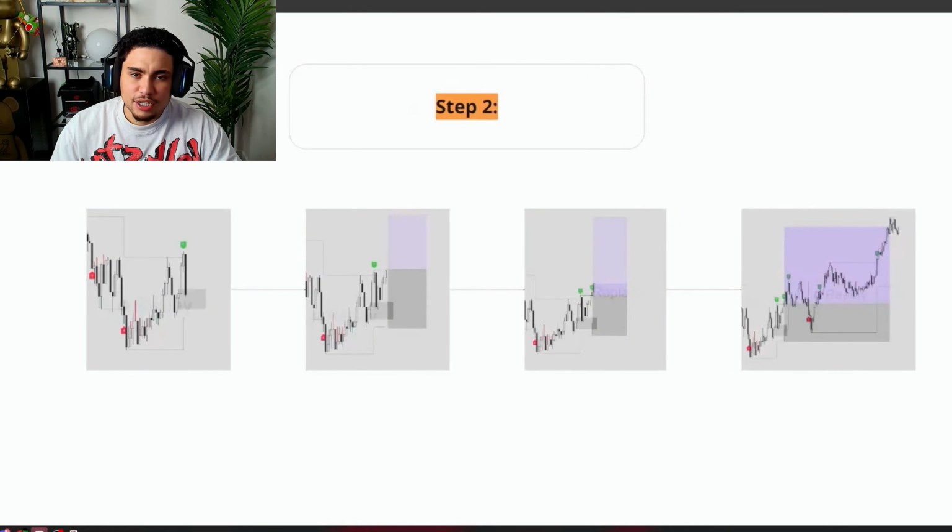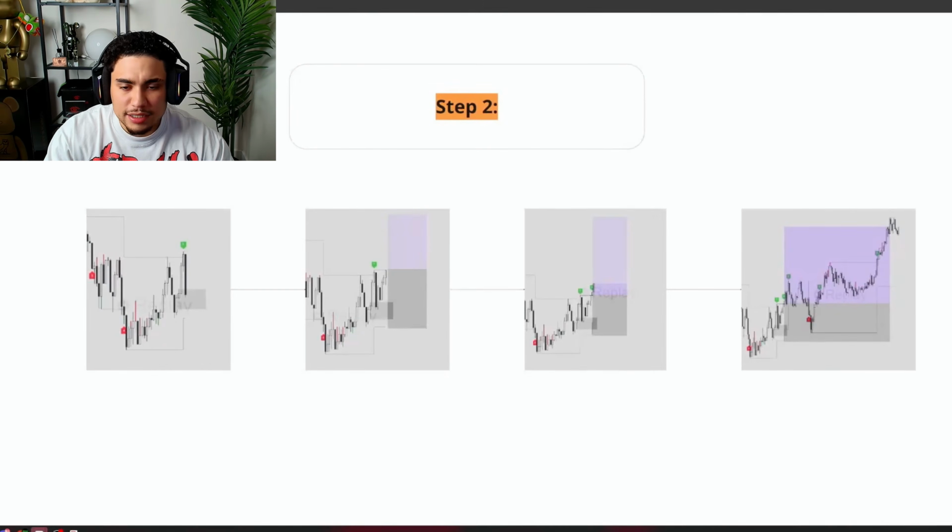What this indicator is going to do is just show you the breaks of the predicted highs and the predicted lows. That is it. So you don't have to draw them. It's basically like trading with my eyes, with my rules.